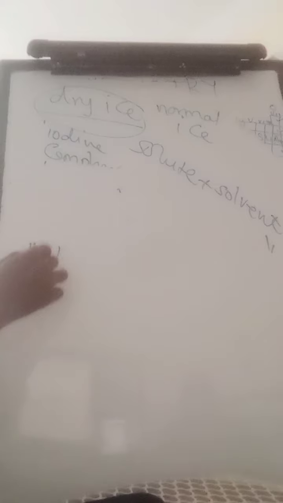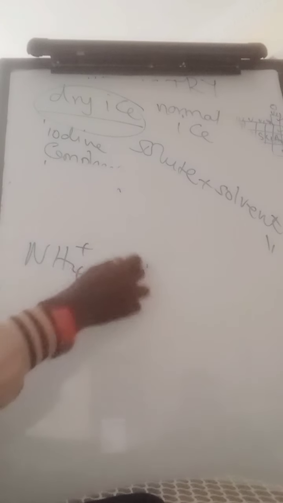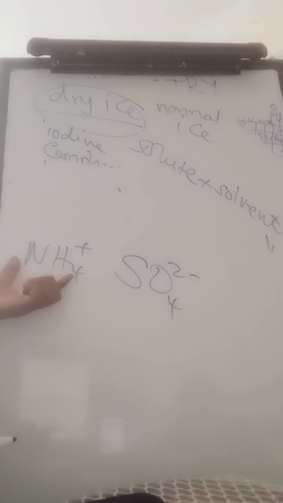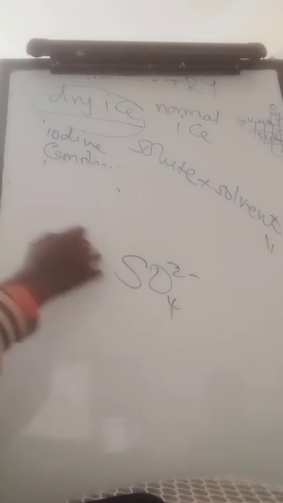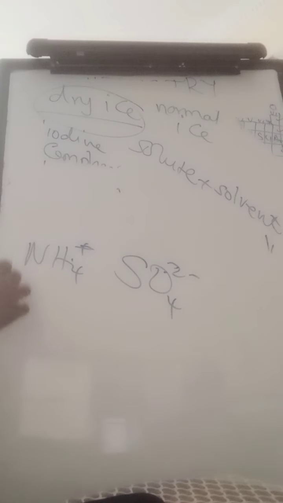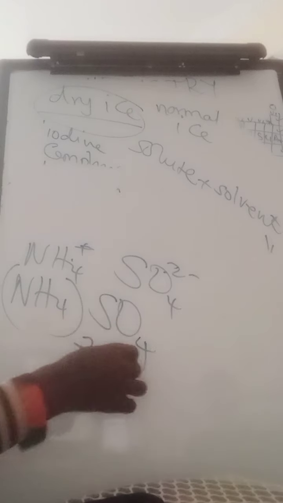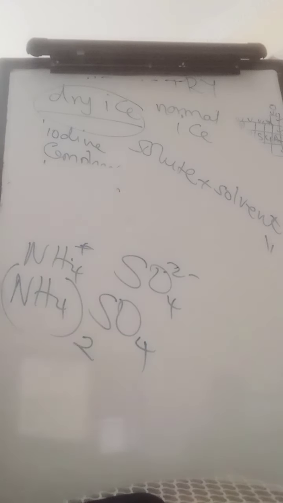So we have ammonium ions and then sulfates. These are called radicals, a group of atoms that exist and react as a unit, and they have a net charge. So you just exchange the charges or the ions. So you're going to have (NH4)2 then SO4. That's now ammonium sulphate.